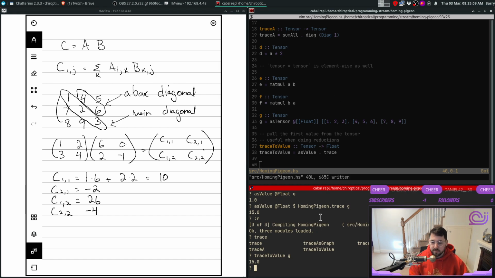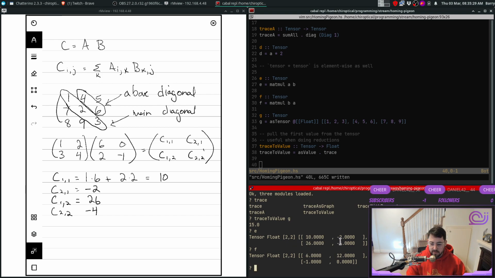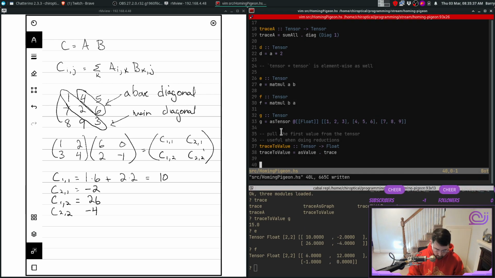Also, one thing to note is that this is not commutative. You can't flip these arguments and have it be the same thing. So E is not necessarily equal to F, and in this case, it's definitely not equal to F. If we just look at E and F, they're not equal, as you can see. Okay, cool. So that's one example of matrix multiplication and how we do it in TensorFlow. So we're making progress.